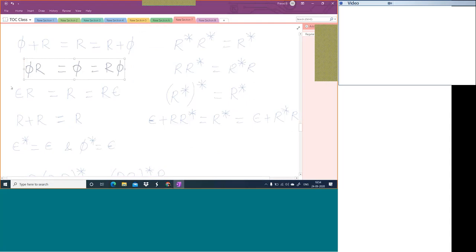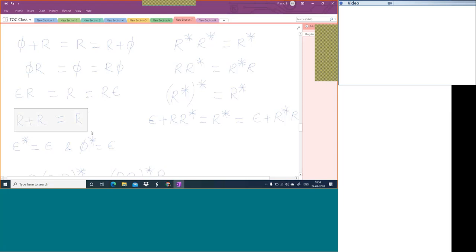Like that. Epsilon plus r: there is no simplification for epsilon plus r. Epsilon plus r is r plus epsilon, that's it. But epsilon followed by r is r. The same, r followed by epsilon is also r.